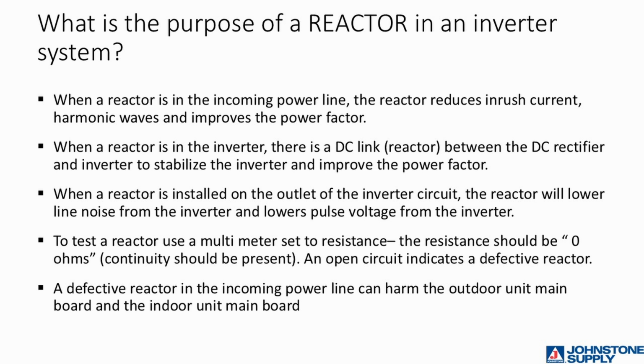When the reactor is installed on the outlet side of the inverter, it lowers line noise and pulse voltage from the inverter. To test the reactor, use an ohm meter. Across the windings, you should have 0 ohms resistance or full continuity. If you get an open circuit, the reactor is faulty. A defective reactor in the incoming AC power circuit can damage the outdoor and the indoor control board.